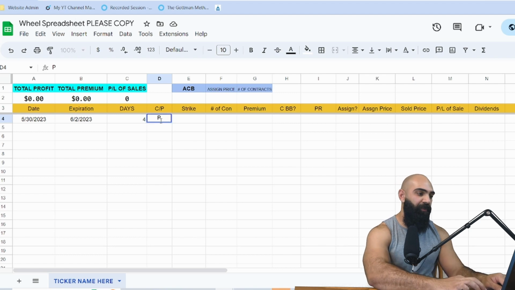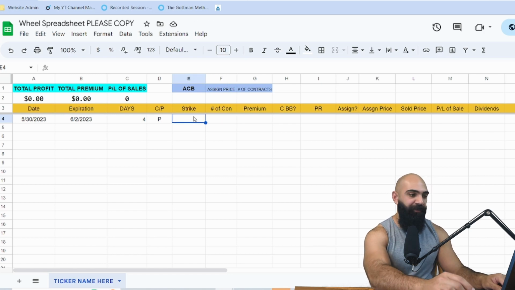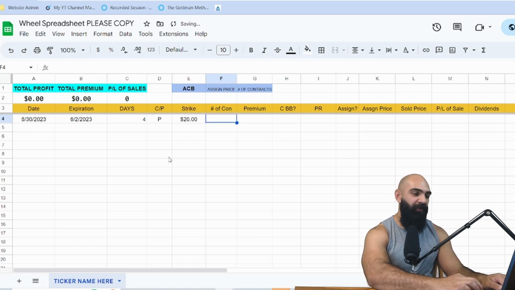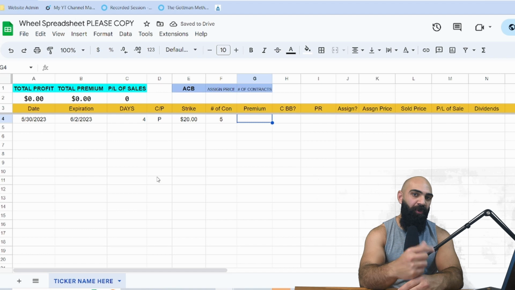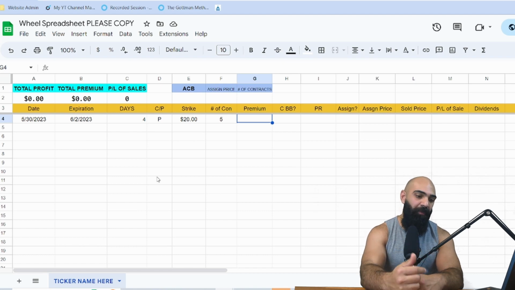So let's say we sold a put on our hypothetical stock. And let's say we sold at a strike price of $20. Let's just make it simple. And then let's say we did 5 contracts. Now, with the premium in this spreadsheet, you're counting for the total amount. So you're going to times it by 100. So let's say we got 10 cents of premium. You're going to type in $10 because that's how much you got per contract.